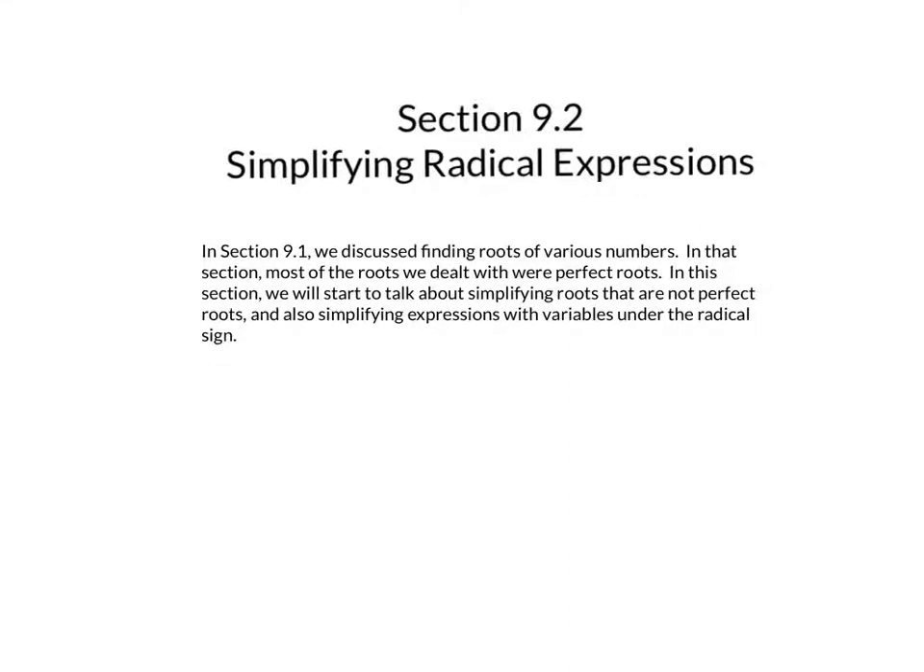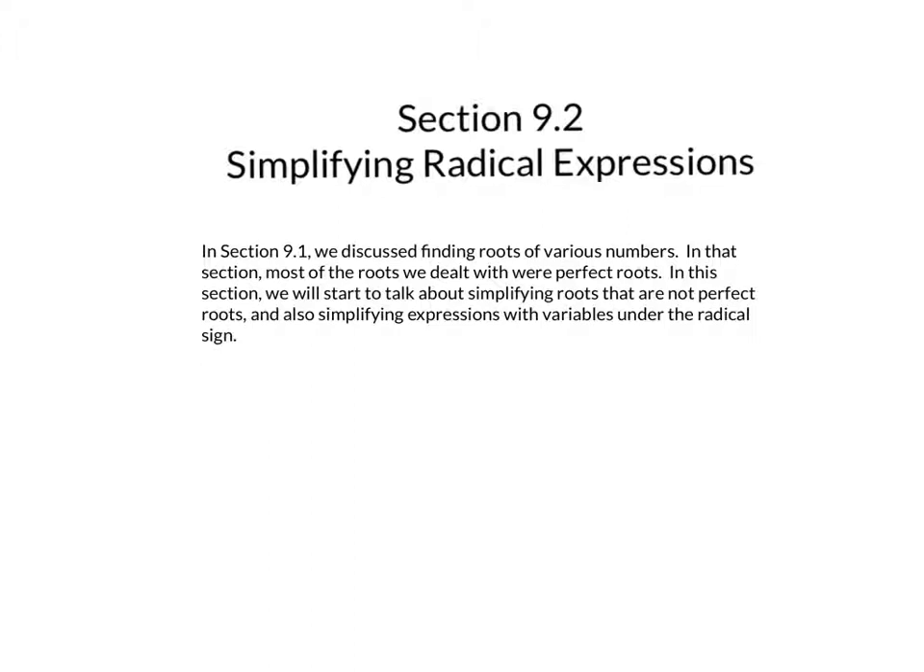Section 9.2, Simplifying Radical Expressions. In Section 9.1, we discussed finding roots of various numbers. In that section, most of the roots we dealt with were perfect roots. In this section, we will start to talk about simplifying roots that are not perfect roots, and also simplifying expressions with variables under the radical sign.